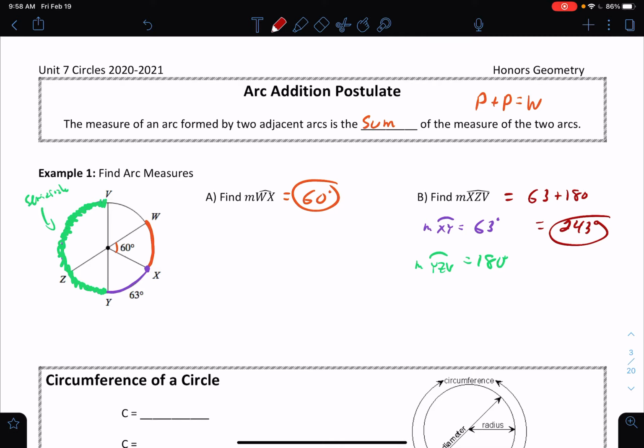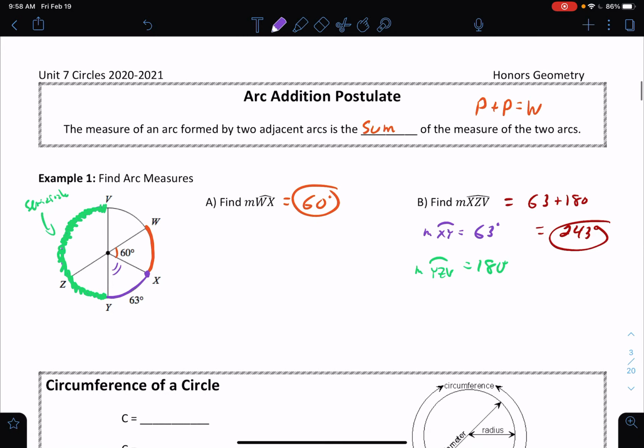And the whole idea is that the measure of the central angle equals the measure of the minor arc. So those two are going to be equal. That might help you figure out what some arc measures or central angles are. Like this central angle here, just keep talking about this problem. This central angle here is going to be 63 degrees.